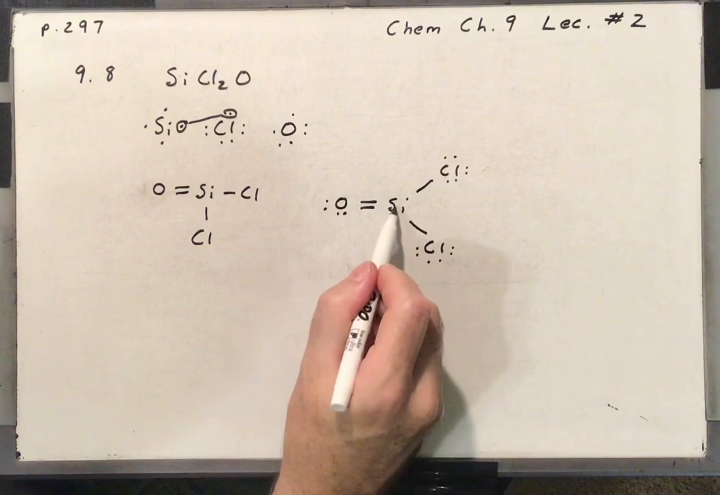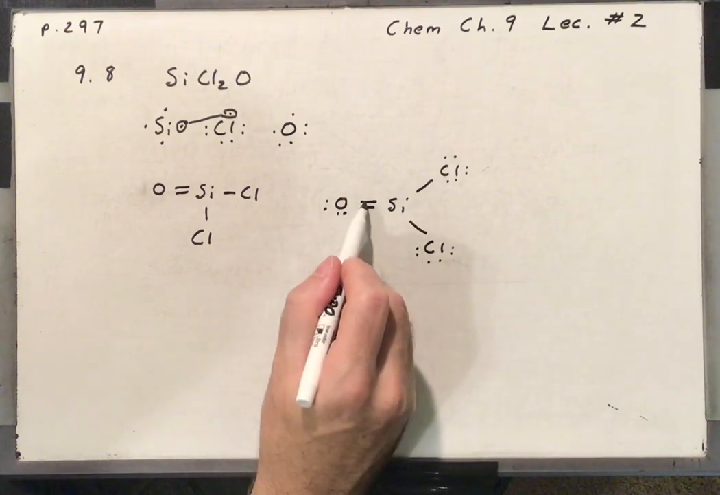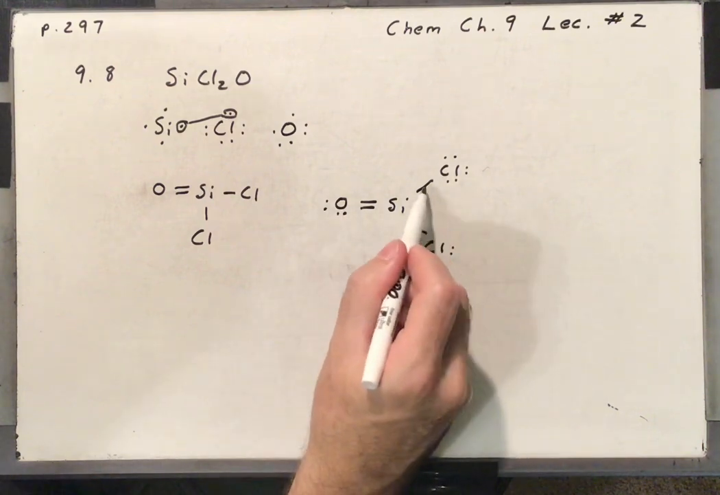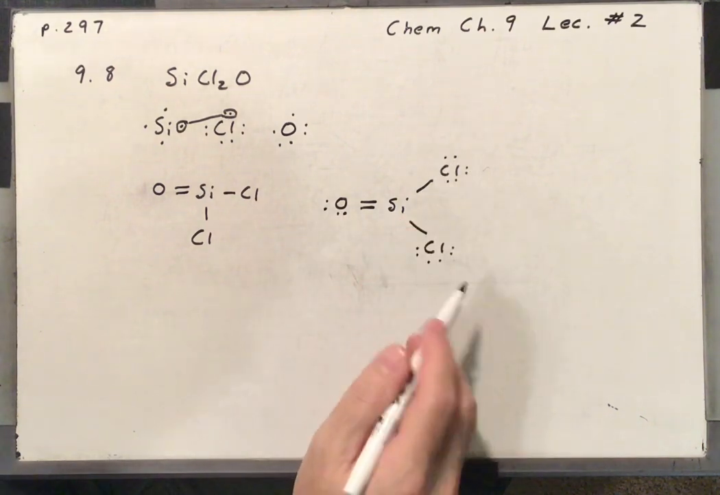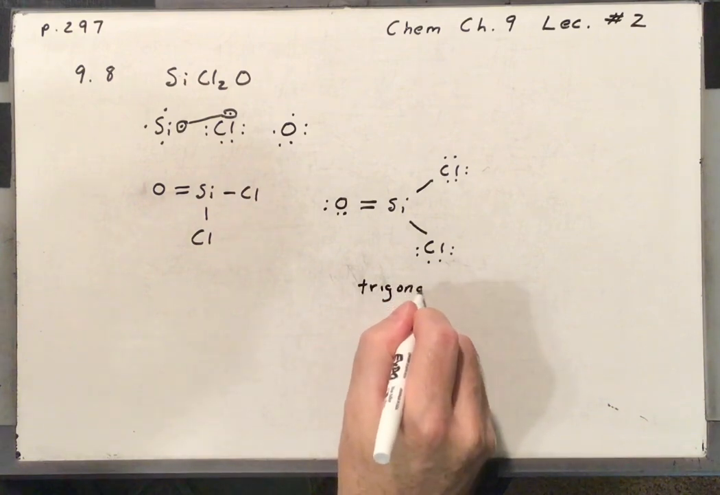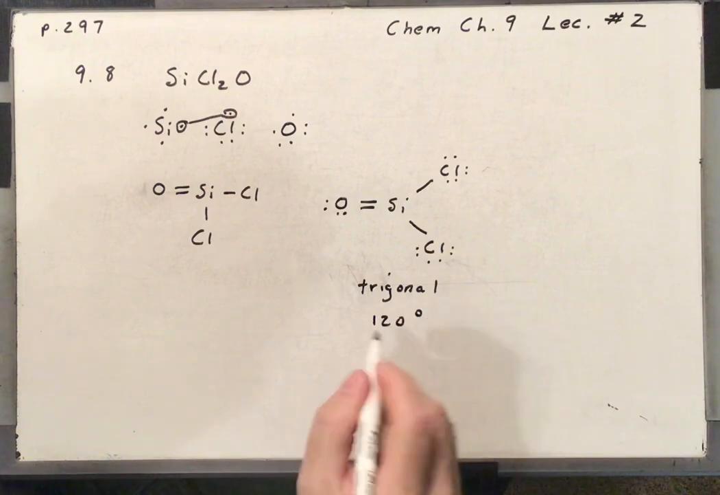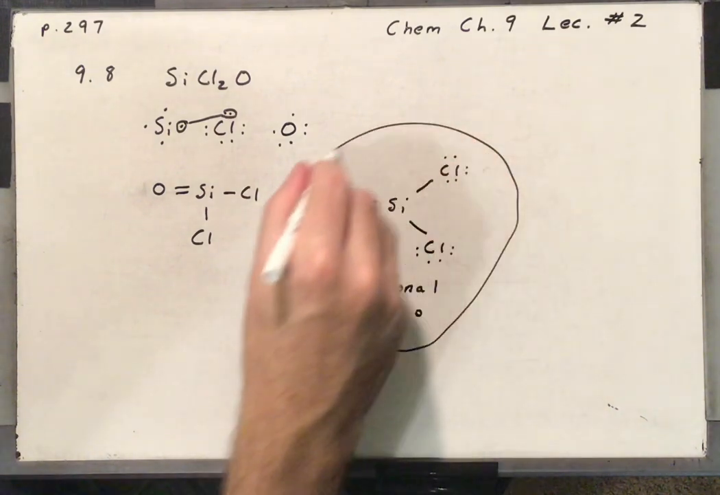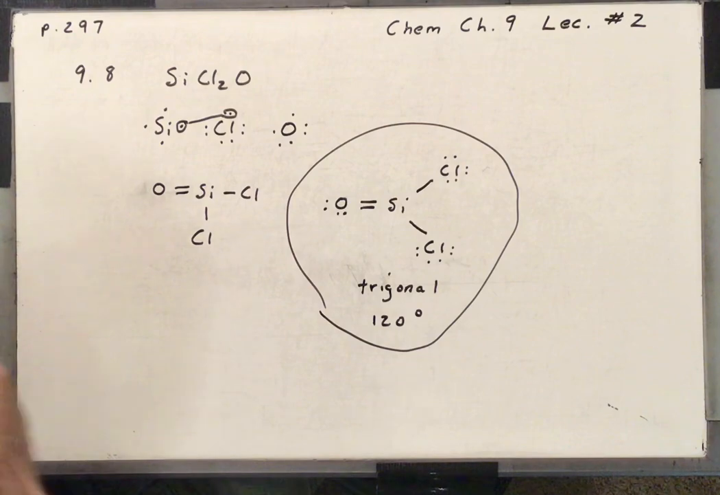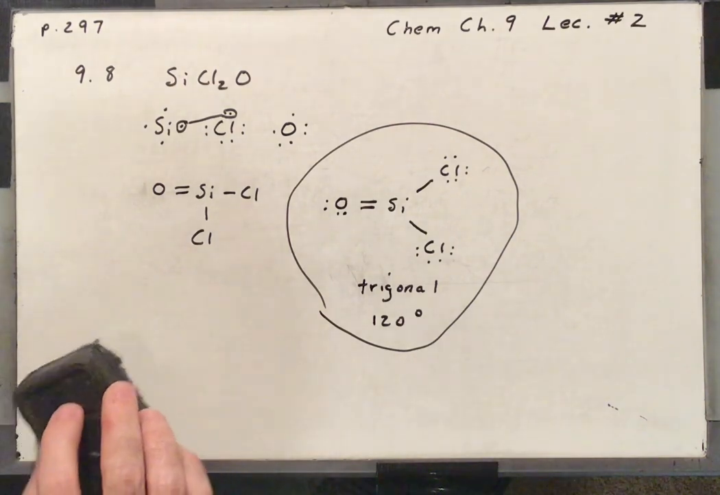Let's get the dots. Make sure silicon needs 8, right? 2, 4, 6, 8. Oxygen needs 8, 2, 4, 6, 8. Chlorine needs 8, 2, 4, 6, 8. Both of those. So this is trigonal. And the bond angle for trigonal, you just have to memorize this, 120 degrees. All right, so that does it for page 4 on your notes. Flip over to page 5.